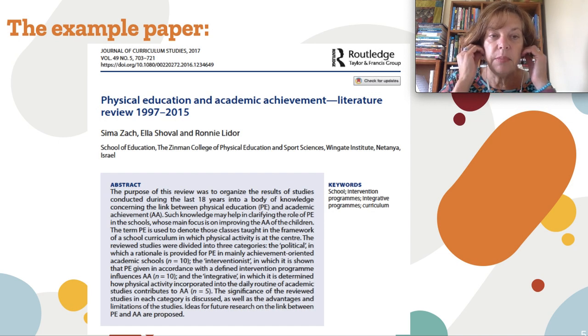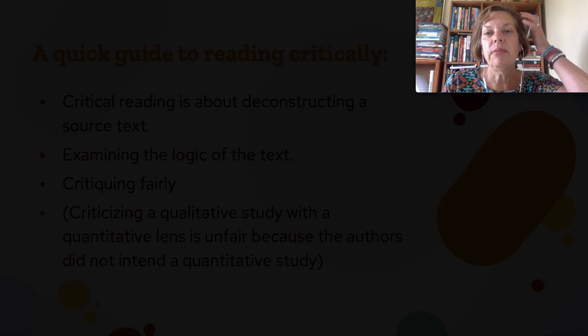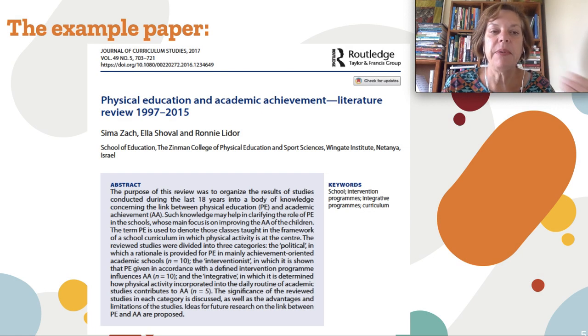So this is the paper that I'm going to use as an example, and I'll have the full reference at the end as well. What I probably should say is the paper is about physical education and academic achievement, and it was a literature review, and the authors focused on published research within a particular period.